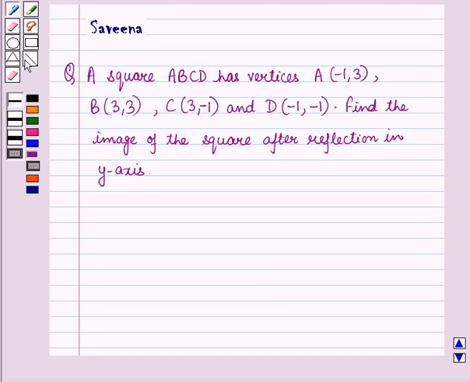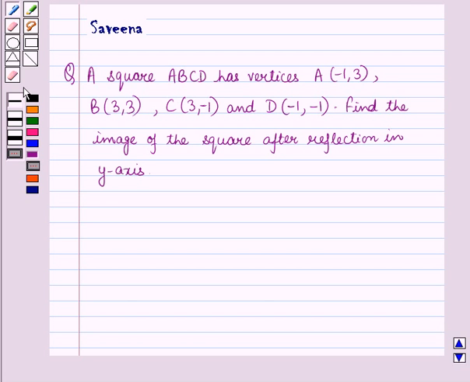In this session, we'll discuss a question which says that a square ABCD has vertices A with coordinates -1, 3, B with coordinates 3, 3, C with coordinates 3, -1, and D with coordinates -1, -1. Find the image of the square after reflection in y-axis.